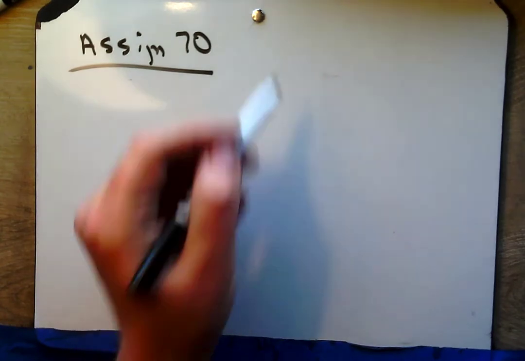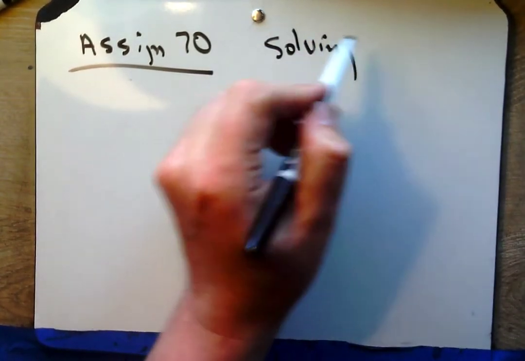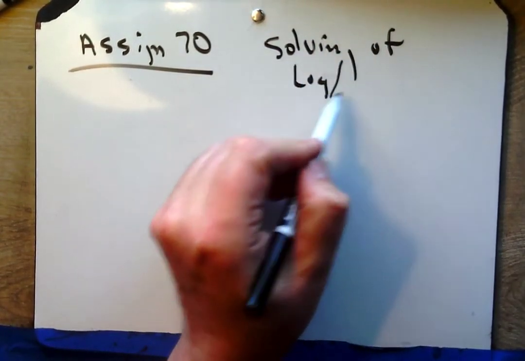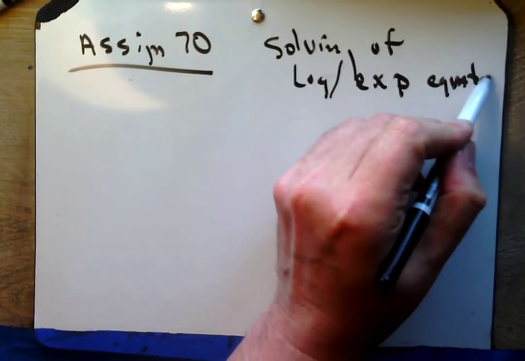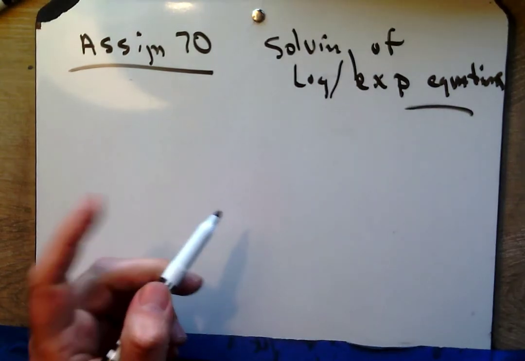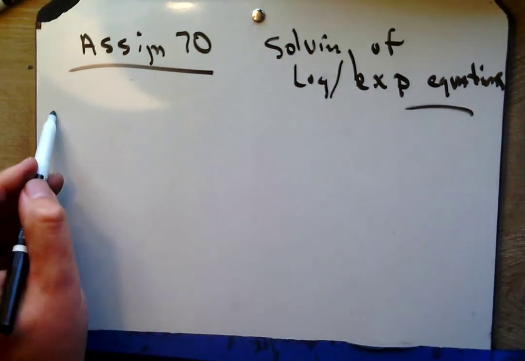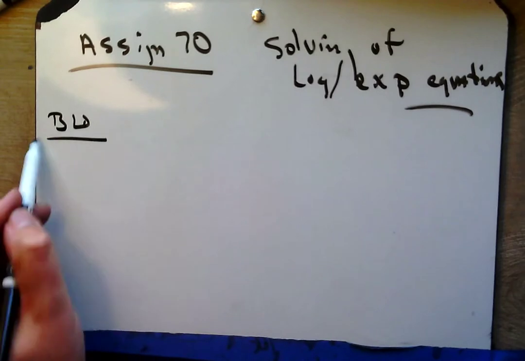Okay, so hi, welcome. This is assignment 70. We're going to do some more solving of log and exponential equations. But before we do, how about a bell work roll?